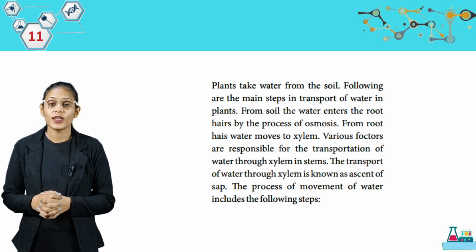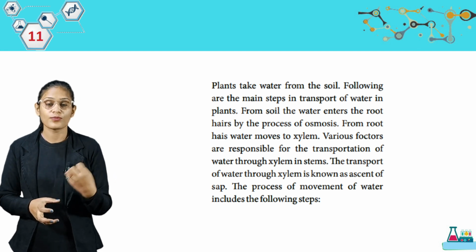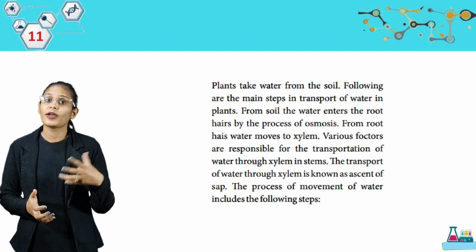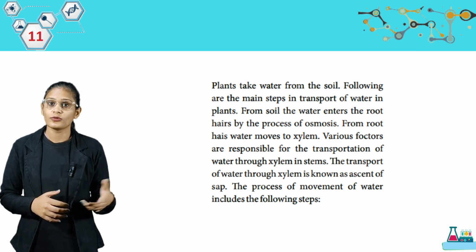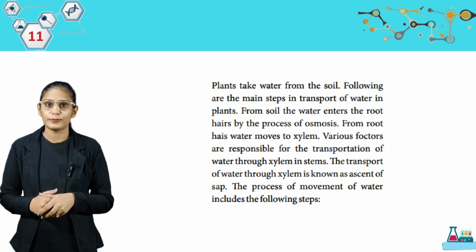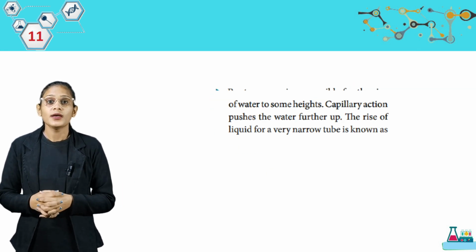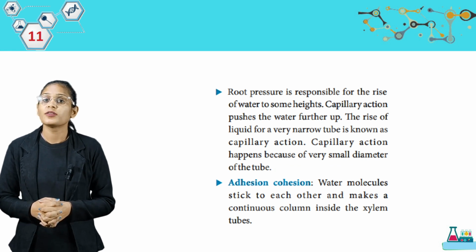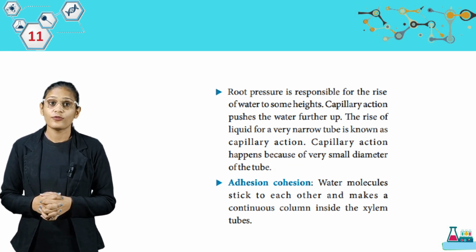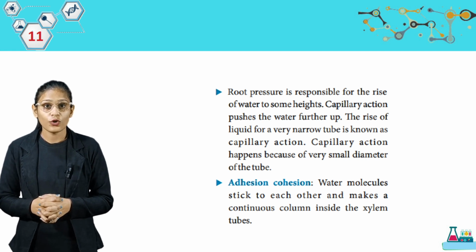So students, what happens is that the root hairs absorb water from the soil, and after that it is transported through the xylem. We call this ascent of sap. Here we have some steps. Root pressure is responsible for the rise of water to some heights. Capillary action pushes the water further up.